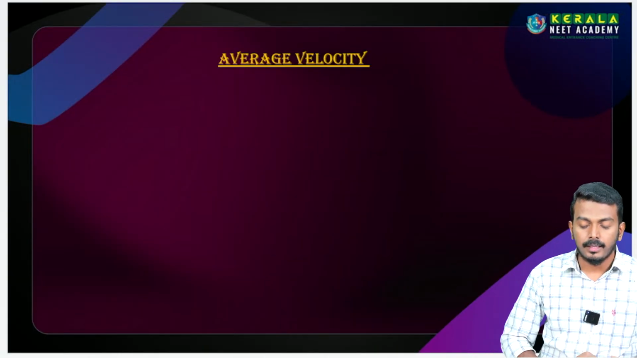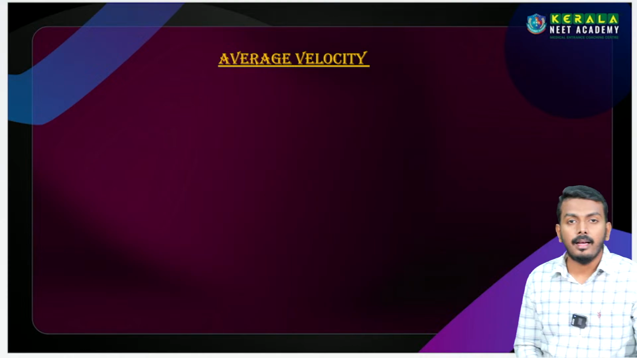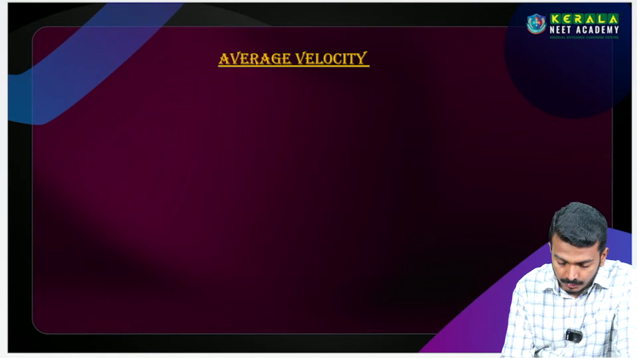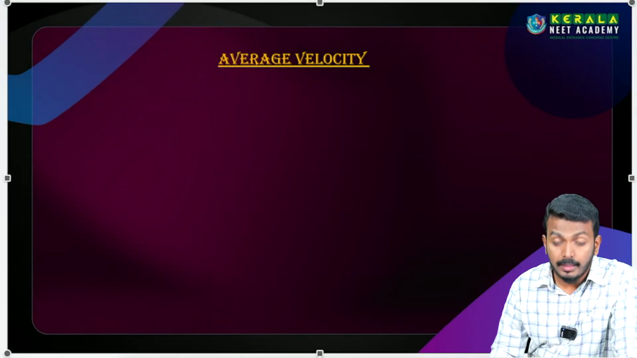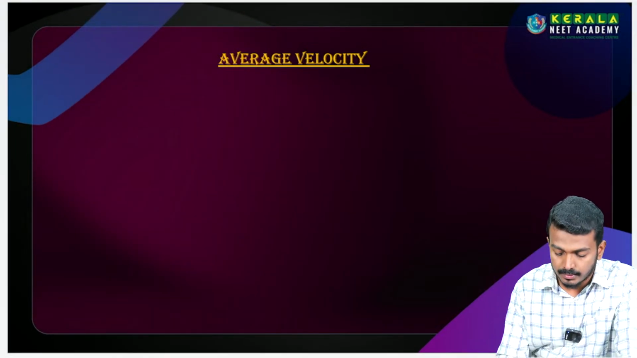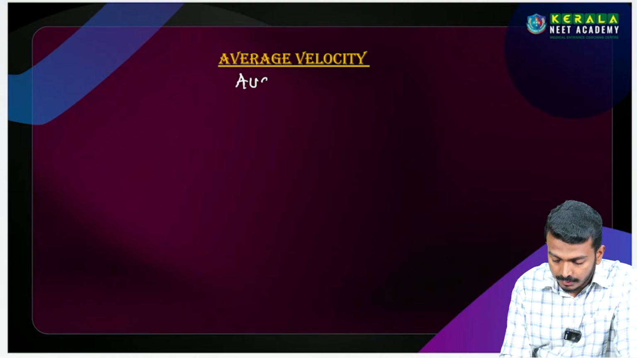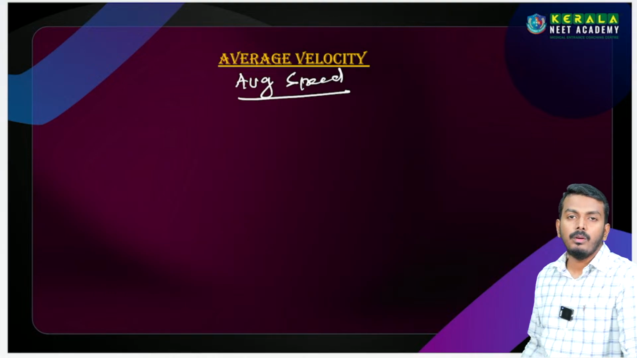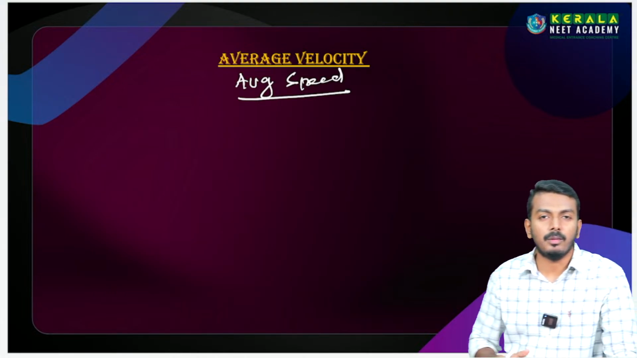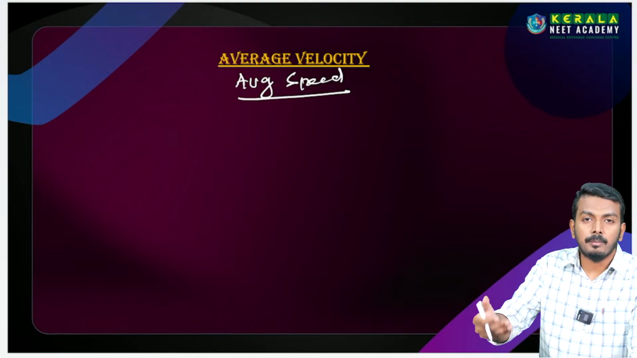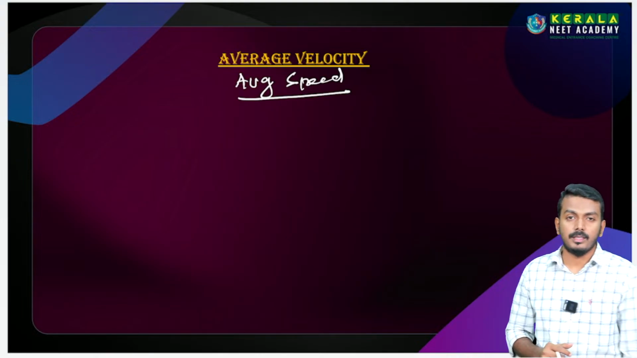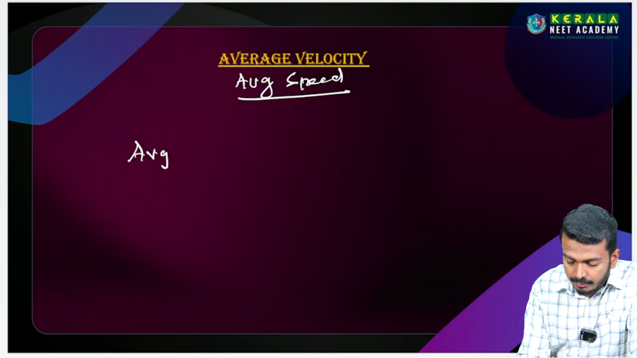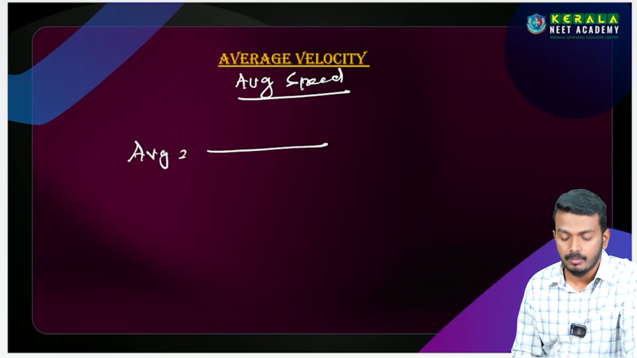What is the next topic? Average velocity or average speed. This is one of the important portions. Many times they ask many questions based on these portions. Average speed or average velocity. First of all, we want to know the basic concept of average speed. After getting that point, we can enter into the different types of questions. Anyway, for average speed, we have only one formula. What is the formula?